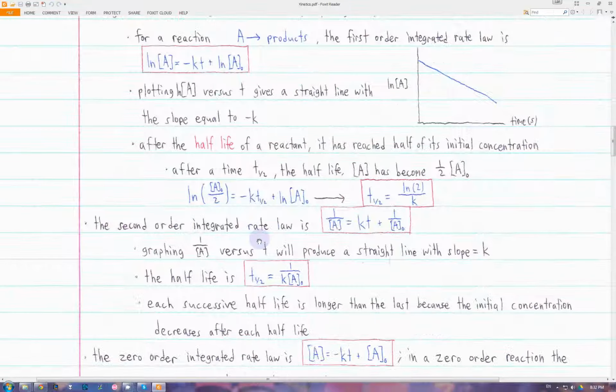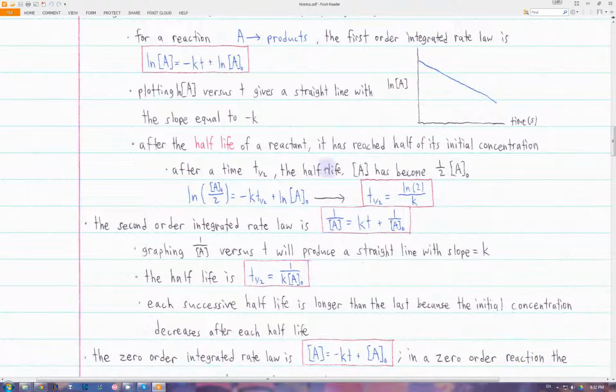Now next we have the second order integrated rate law, which is 1 over the concentration equals kt plus 1 over the initial concentration. So again, comparing this to y equals mx plus b, we see that if we make a graph of 1 over the concentration on the y-axis and time on the x-axis, then we'll get a straight line with a slope equal to k.